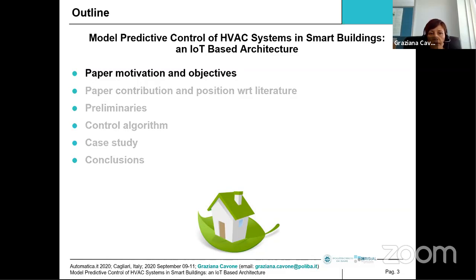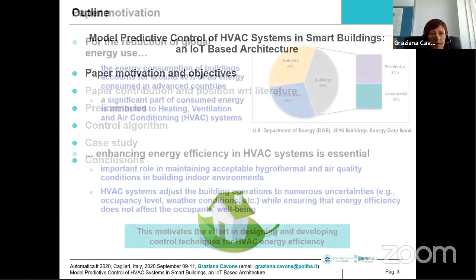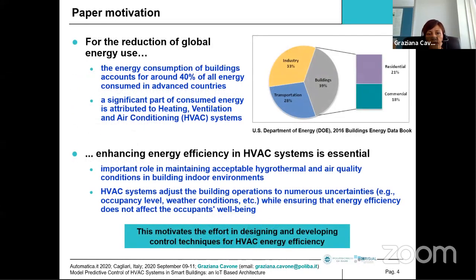So let's look now at the paper motivation and objectives. Fundamentally, for the reduction of the global energy use, it is really important to enhance the energy efficiency in HVAC systems that fundamentally are heating, ventilation, and air conditioning systems. In effect, the energy consumption of buildings accounts for around 40% of all energy consumed in advanced countries, and most of this energy is consumed by HVAC systems.